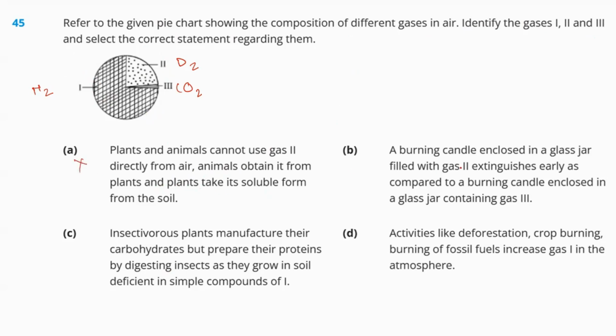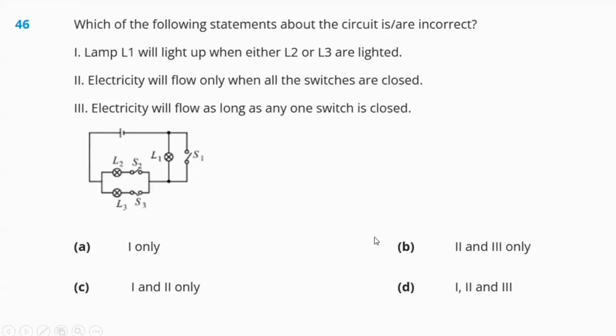No. A burning candle enclosed in a glass jar filled with gas 2 extinguishes early as compared to a burning candle enclosed in a glass jar. No, this is vice versa. Insectivorous plants manufacture their carbohydrates but prepare their proteins by digesting insects as they grow in the soil deficient in simple compounds of nitrogen. Yes. Activities like deforestation, crop burning, burning of fossil fuels increase gas 1 in atmosphere. No. Option C would be our correct answer.